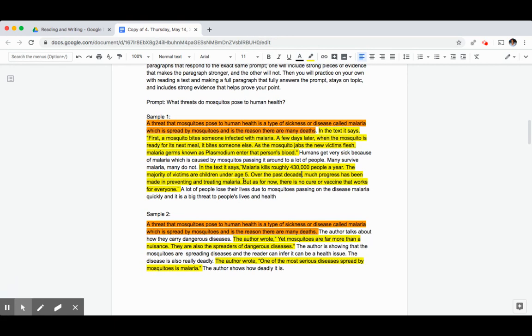So I noticed that both samples have the same assertion. They're trying to prove that mosquitoes pose a threat to human health because they spread a disease called malaria. So now we need to determine which of these assertions is best proved, and the way that we'll do that is by taking a look at the evidence used. So based on what you shared and what you jot down on your paper, which sample has stronger evidence?